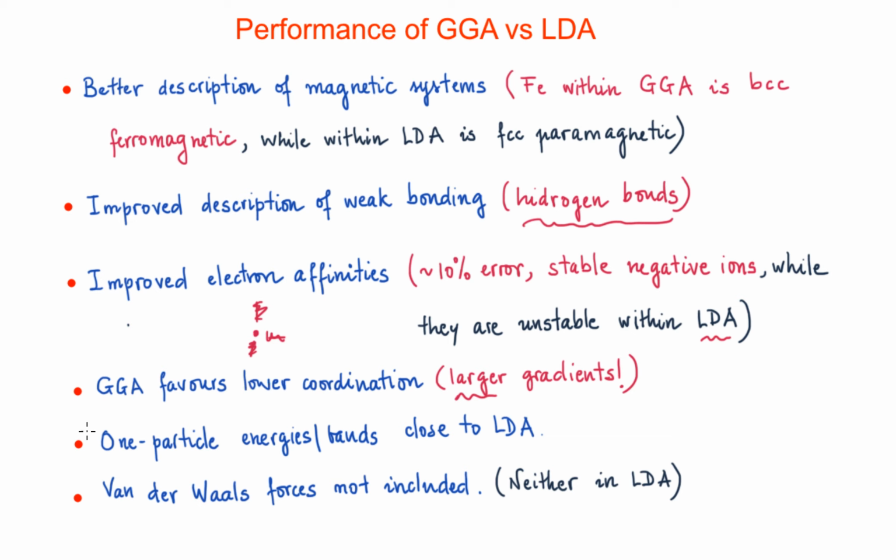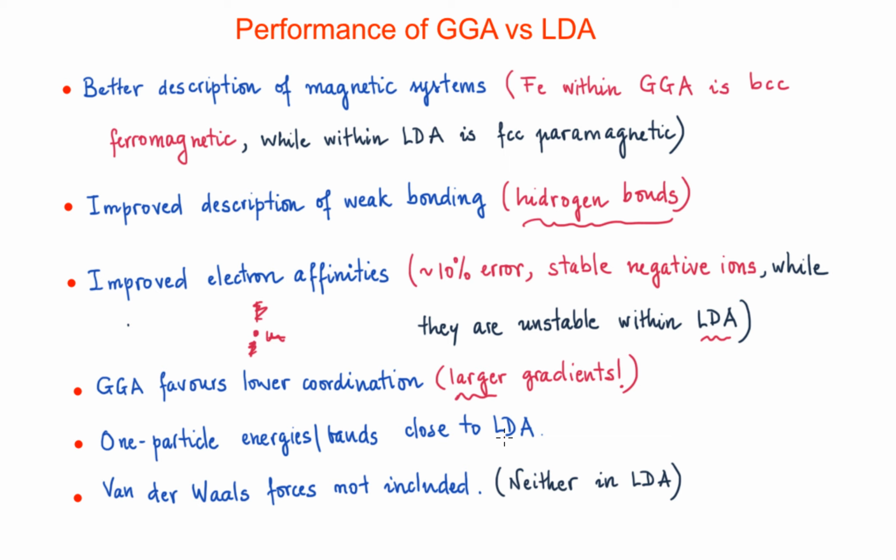However, additionally, the one particle energies, so the band structure you are getting within the GGA and the ones you are getting within the LDA are very similar, and actually they are very comparable to the experimental one for many systems. However, it's also important to have in mind that the same way as it happens in the LDA, where the band gaps for semiconductors and for insulators were not described properly, it's also the case of the GGA. GGA does not describe properly the band gaps as well.